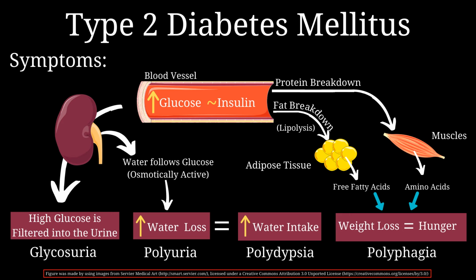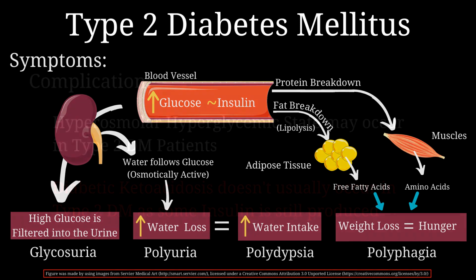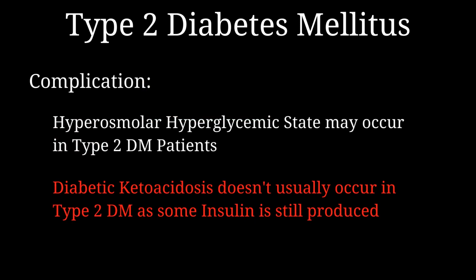Anyways, even when glucose levels are high in the blood vessels, it cannot be used by the cells for energy because of low insulin levels, so the cells of the body starve for energy. As a response, protein breakdown occurs in the muscles to release amino acids, and fat breakdown occurs in the adipose tissue to release free fatty acids, and both these metabolites can then be used to generate energy. This eventually leads to weight loss, causing the patient to feel hungry, and as a result eating more food, also called polyphagia. There is one life-threatening complication seen more often in type 2 diabetes mellitus called hyperosmolar hyperglycemic state.